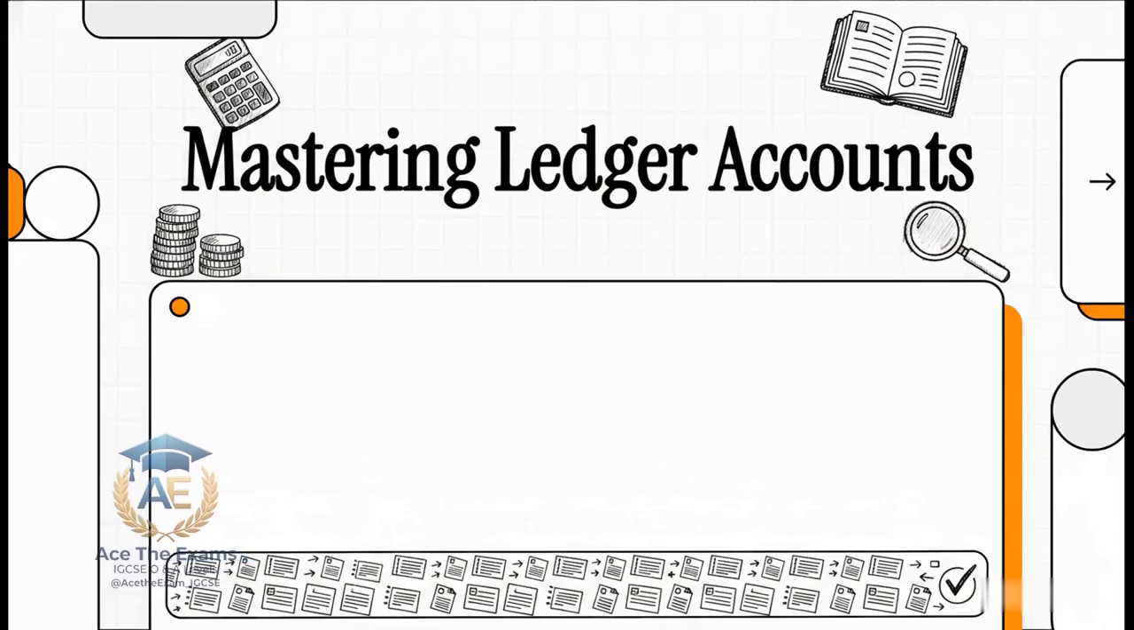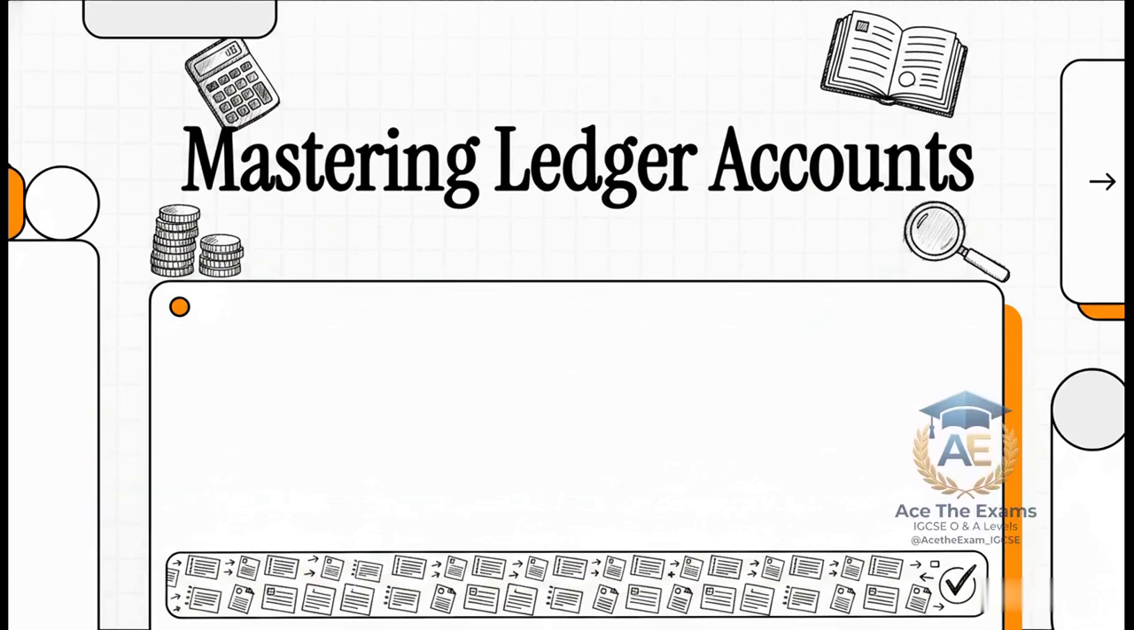Welcome to this explainer. Today, we are stepping into an absolute high-stakes academic masterclass. We are going to completely unpack the exact strategies, the underlying cognitive frameworks, and the critical examiner insights required to absolutely master the preparation of ledger accounts for the Cambridge AS and A-Level Accounting 9706 syllabus.